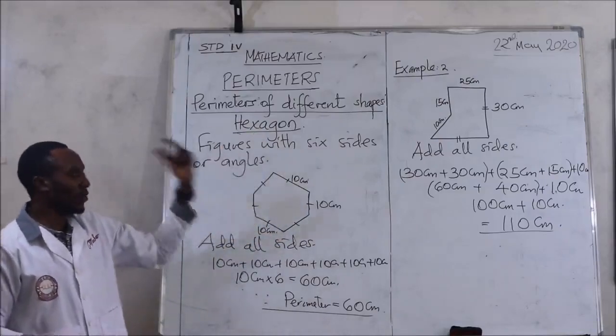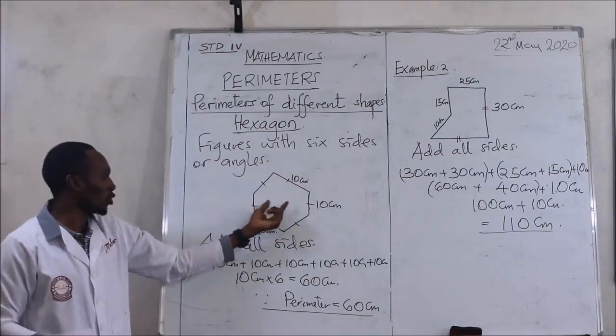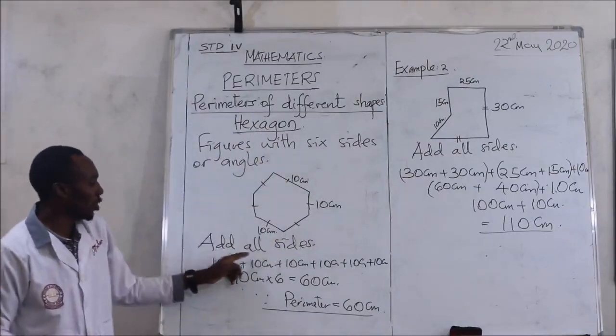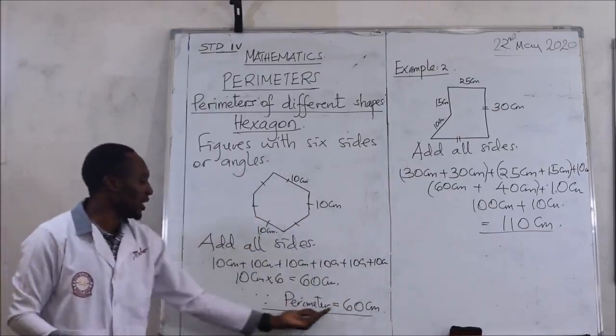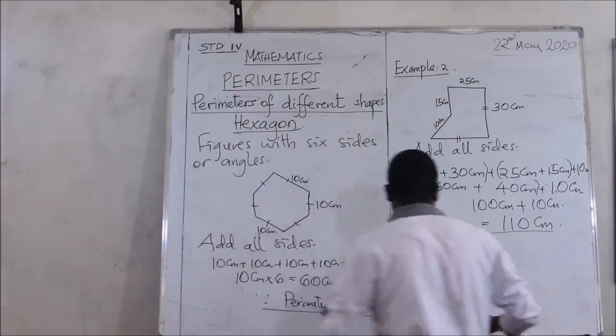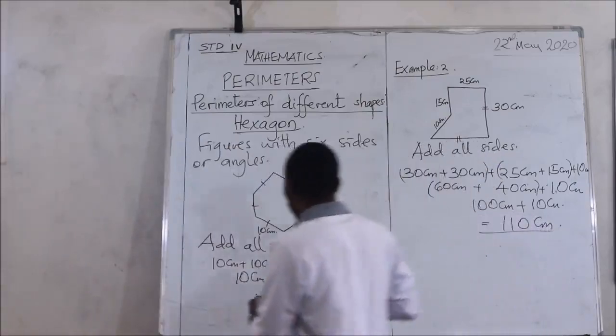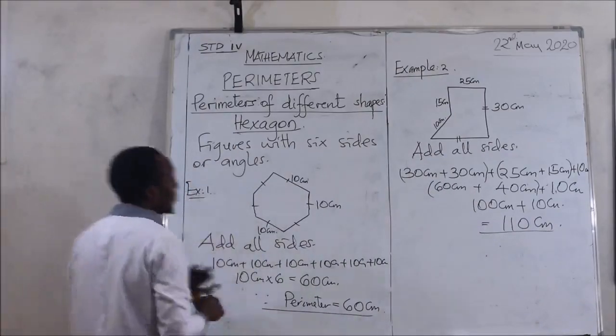Hexagon means, remember, it is a figure with 6 sides or 6 angles. So the formula is to add all sides. When you add all sides, you will get 60 centimeters. Let me give you an example. This is example 1.